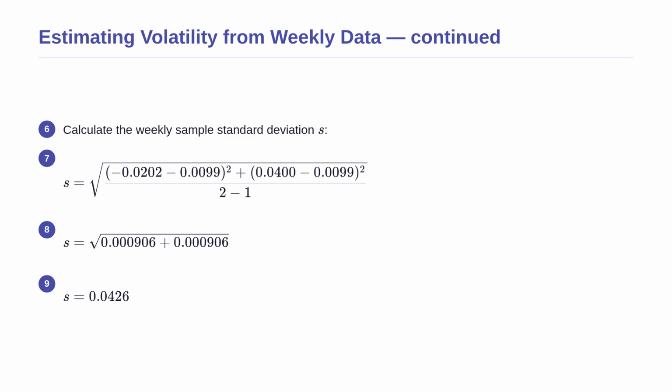Continuing with our weekly data, we now calculate the standard deviation. We subtract our average from each weekly return, square the differences, and sum them up. Since we have 2 observations, n-1 is simply 1. We divide our sum by 1 and take the square root of the entire expression. This gives us a weekly standard deviation of 0.0426. This means the fund's weekly returns deviate from the average by about 4.26%.